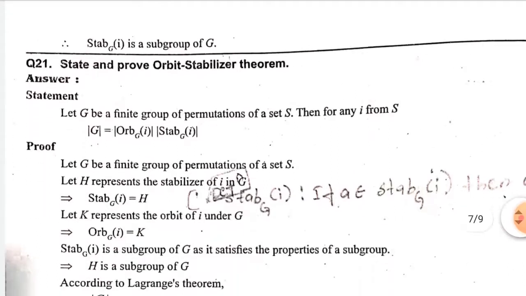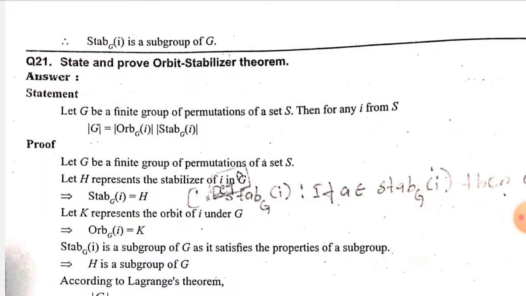Next theorem: the orbit stabilizer theorem. Statement: let G be a finite group of permutations of a set S. Then for any i from S, we have to prove that order of G equals order of orbit G of i times order of stabilizer G of i.